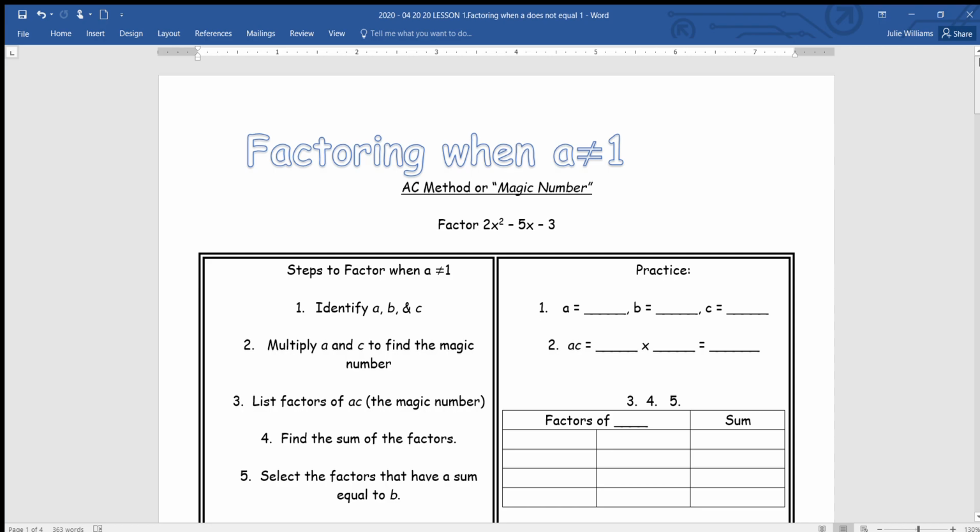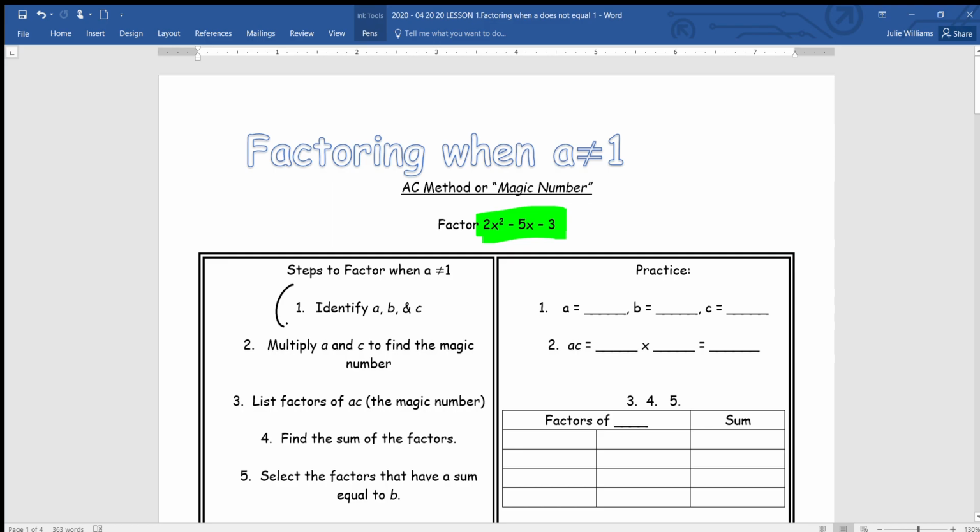I have these notes also attached to the assignment so you can print them and go along with me, because it has steps that go along with the work on the right side. So this one that we're going to start with, I should have already gotten my pen ready. So we're going to be factoring this critter right here. Okay, so 2x squared minus 5x subtract 3. So let me grab my skinny pen.